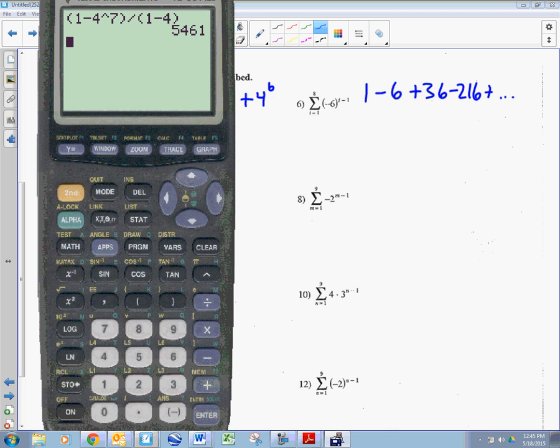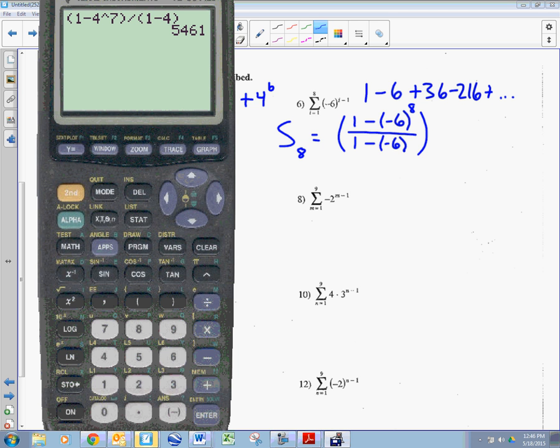Do we need to know the last term in order to do the sequence or the series? No. We say that the sum of how many terms? 8 is equal to the first term times 1 minus, be careful with this, what's your ratio? Negative 6 to what power? 8. Divided by 1 minus negative 6.